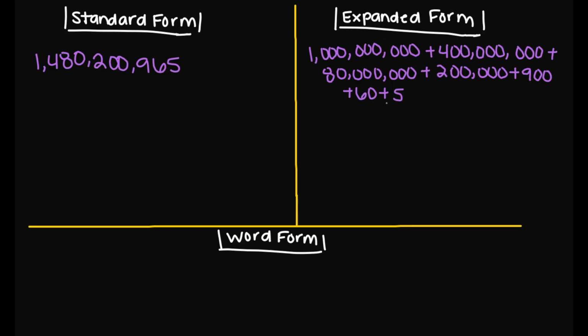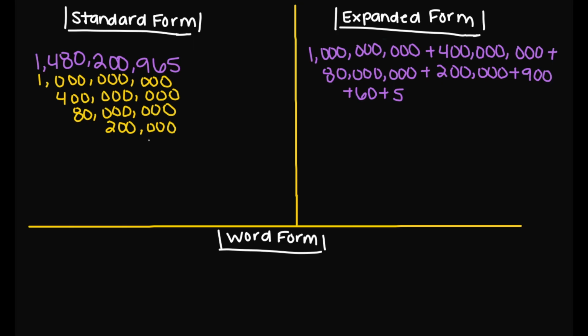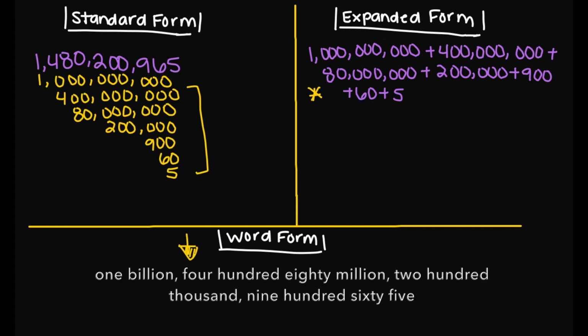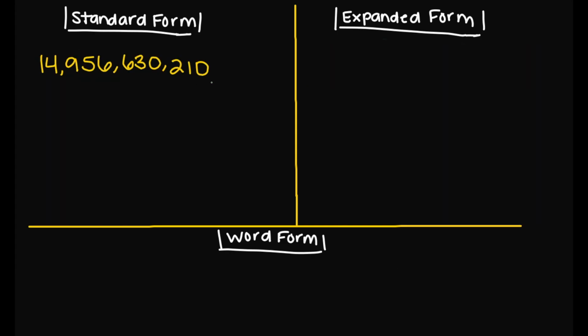And this is your expanded form here. And if you need help, don't forget, let's use this side to help us out. 1 billion. Next, you have 400 million, then 80 million, then you have 200,000, 900, and then 60, and you have 5. And your word form, if you were to write this in word form, it's going to be 1,480,200,965. Let's look at this example.